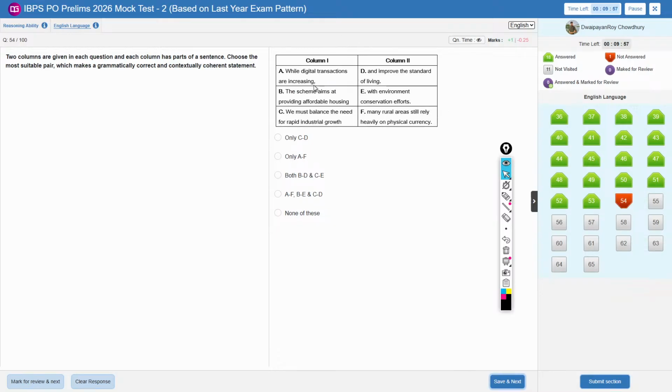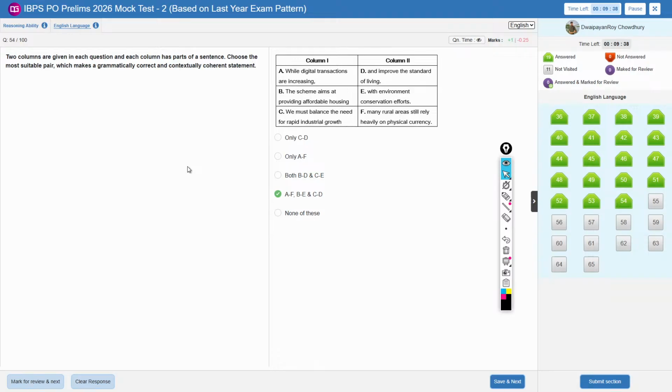While digital transactions are increasing, they are still heavily reliant on physical currency. So AF is a pair. The scheme aims at providing affordable housing with environment conservation efforts. Does not make much sense.